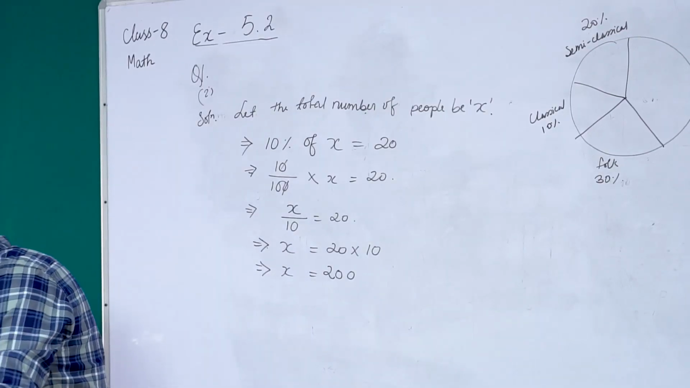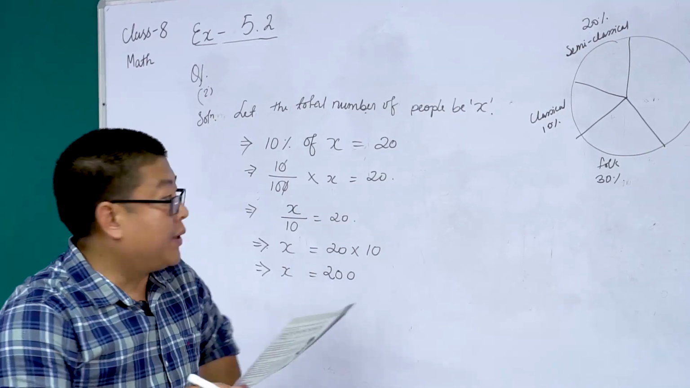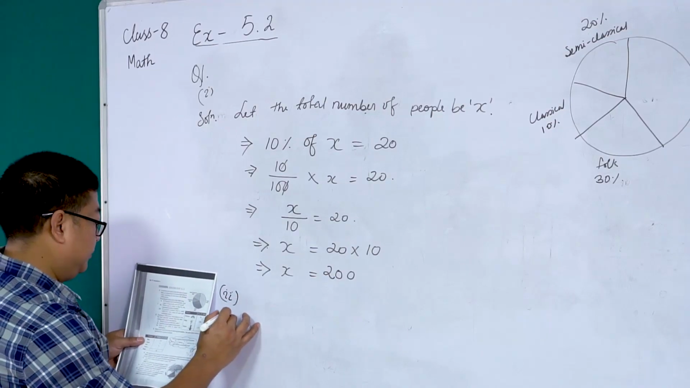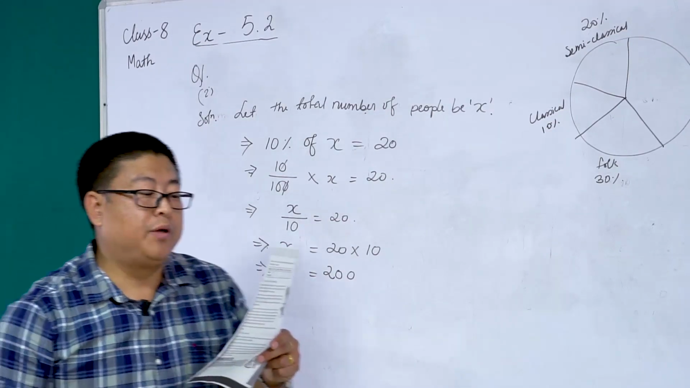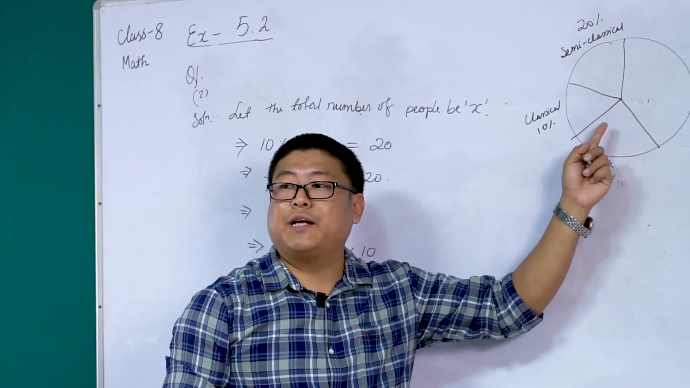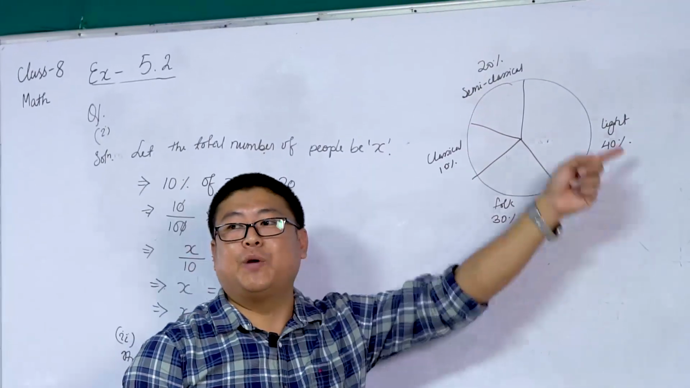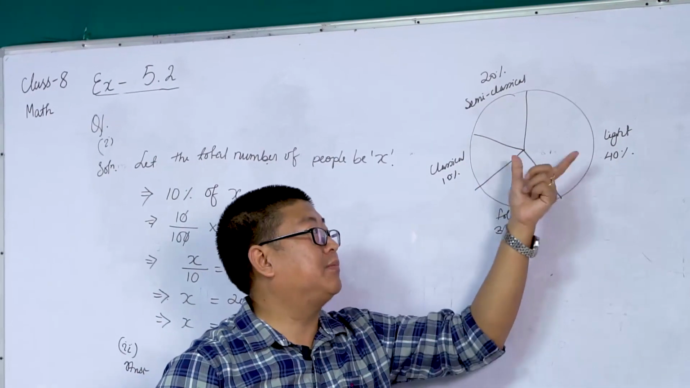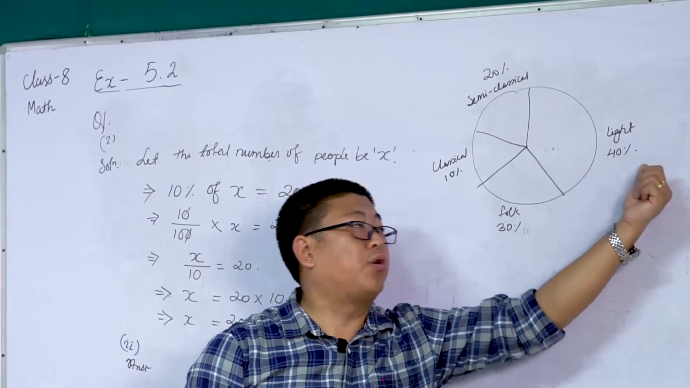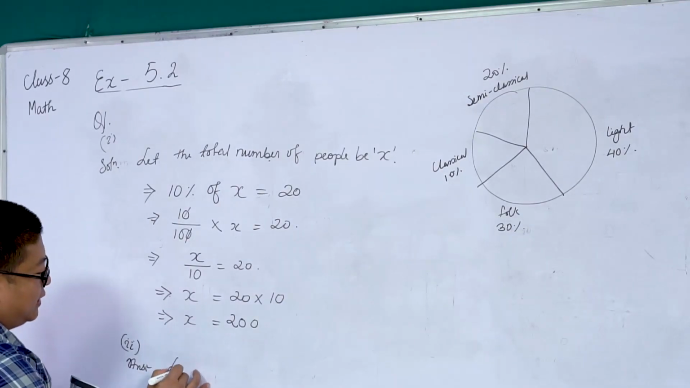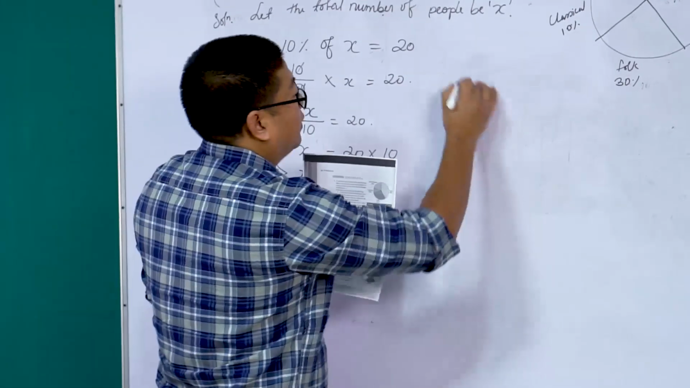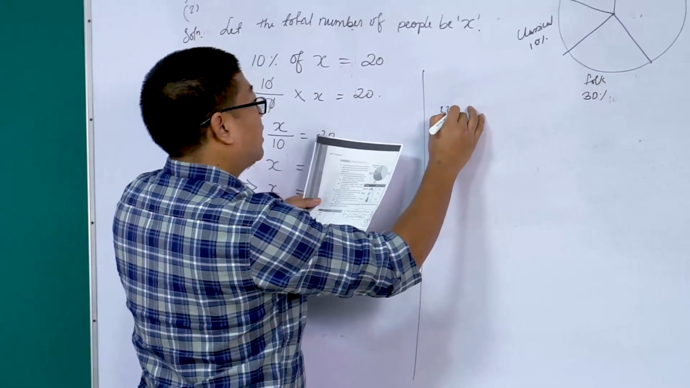Now, for the next part of the question, question number 2. Which type of music is liked by the maximum number of people? If you look at this pie chart, you can easily understand. Which has more percentage here? Yes, light. Light has more percentage, 40%. So your answer is light. Then let's go to the next part of the question.